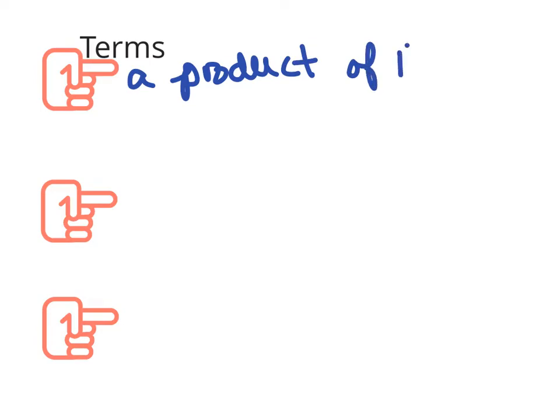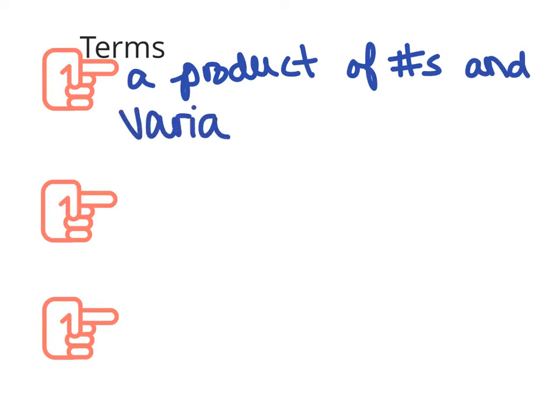Let's take a closer look at some of the words used in that definition for polynomial. First is the word term. Terms are a product, which means a multiplication, so a product of numbers and variables. So there are no addition and subtraction signs. They're all going to be multiplication.